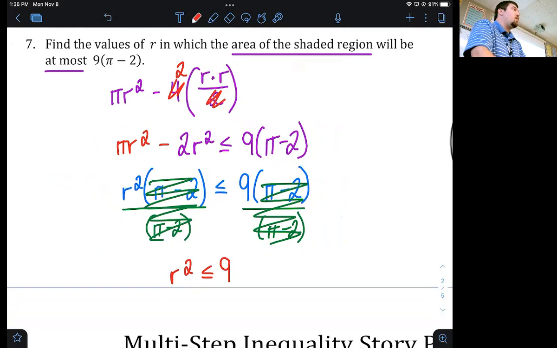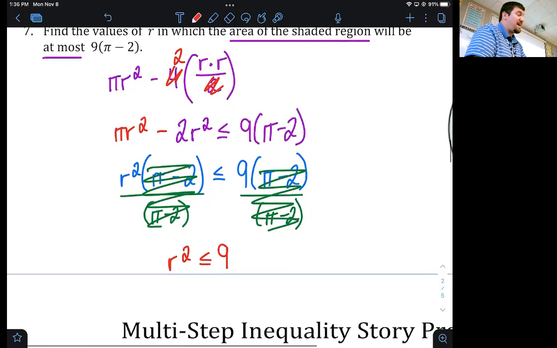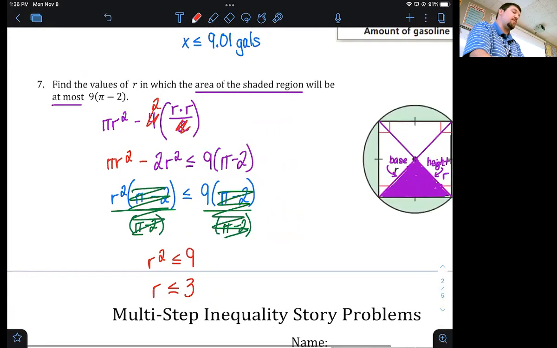No. What's the opposite, Jace, of squaring a number? Square root. So if I square root R squared, I get R. Jace, if I square root 9, I get 3. So if my radius is less than or equal to 3, then the area of the shaded region will be at most 9 pi minus 18, or 9 pi minus 2.